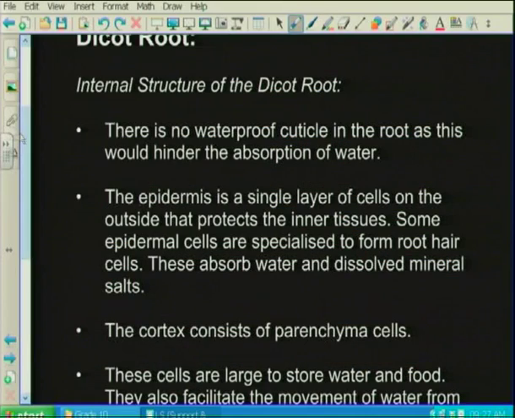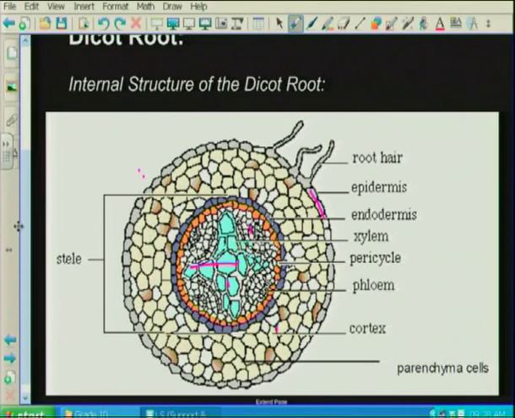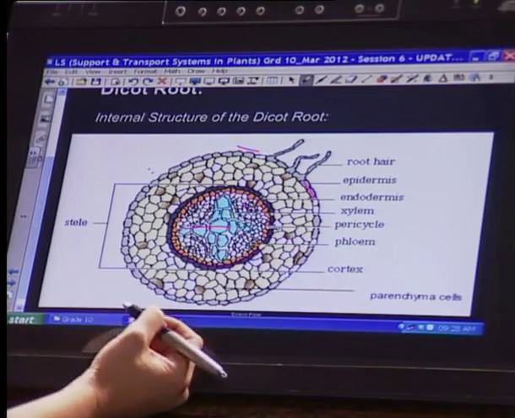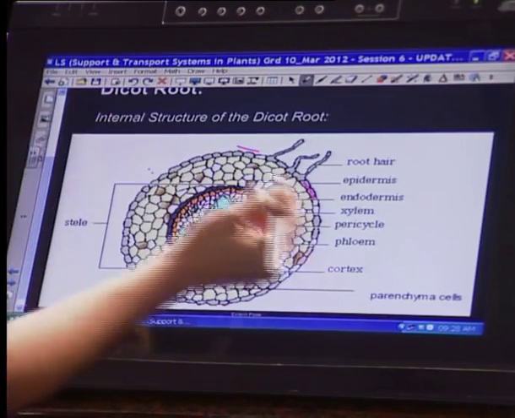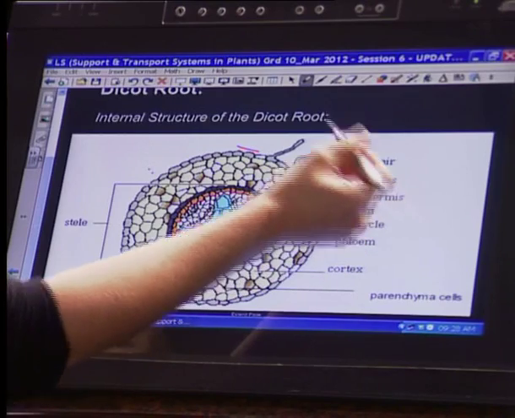Then the epidermis. Your epidermis, as we said, it's the single layer of cells that goes around the inner tissues, as you can see there. Here's your epidermis, the single layer of cells, and it goes around the rest of the tissues, and that is for protection. And out of there, as I said, you also get the root hairs.